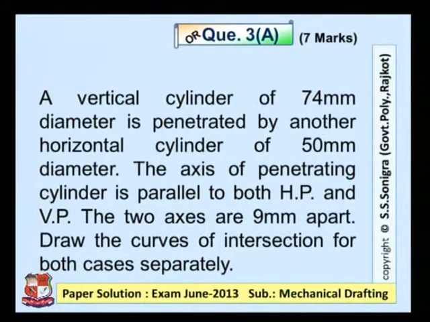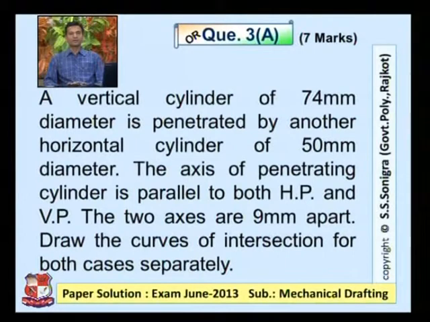Question number 3a, asked in option or for 7 marks. A vertical cylinder of 74 mm diameter is penetrated by another horizontal cylinder of 50 mm diameter. The axis of penetrating cylinder is parallel to both HP and VP. The two axes are 9 mm apart. Draw the curves of intersection for both the cases separately.